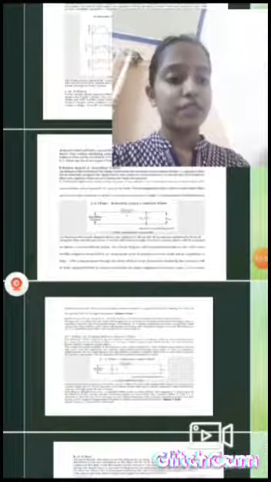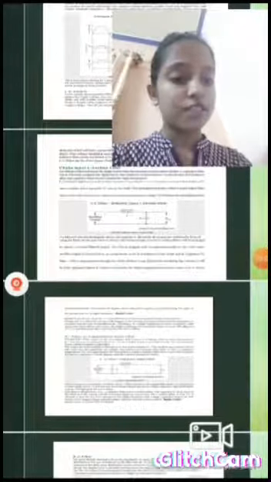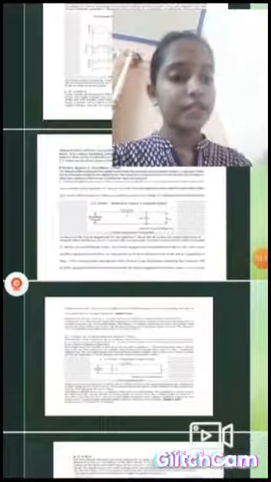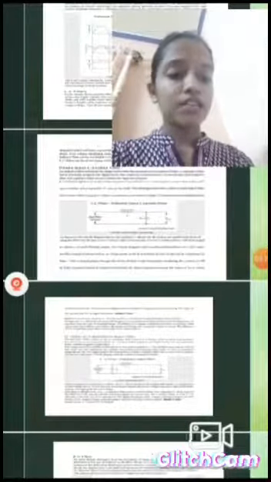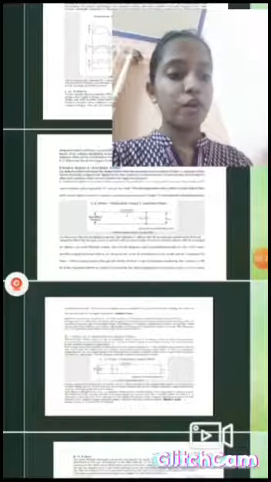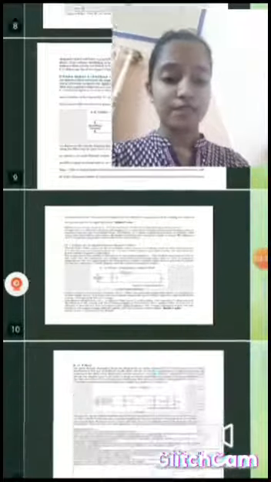Choke input L section filter. Capacitor filter has ripple factor inversely proportional to load resistance. L section filter has an inductor connected in series with half or full wave rectifier and a capacitor across the load. This arrangement is called choke input filter. In this circuit diagram, the waveform of full wave rectifier output is shown, and its DC resistance is small and AC is large.